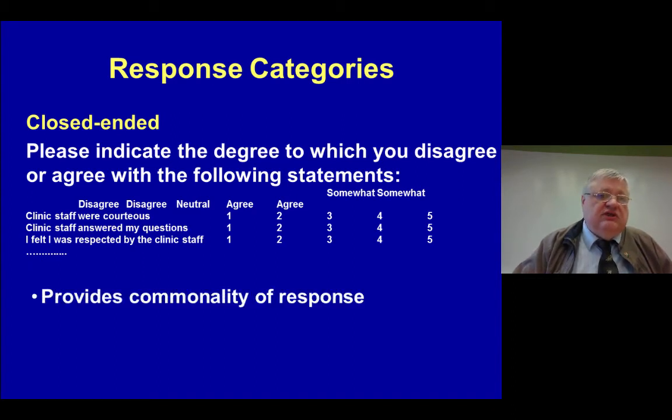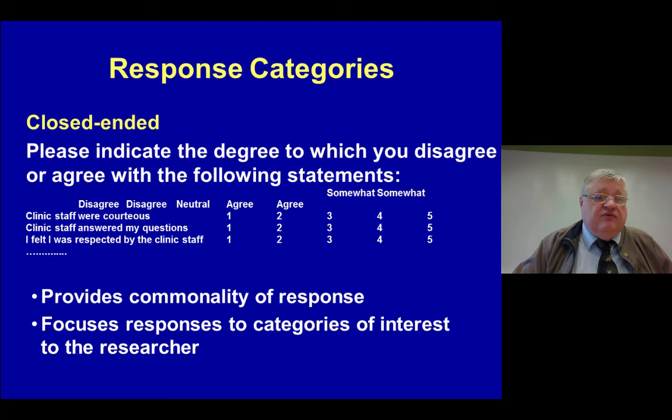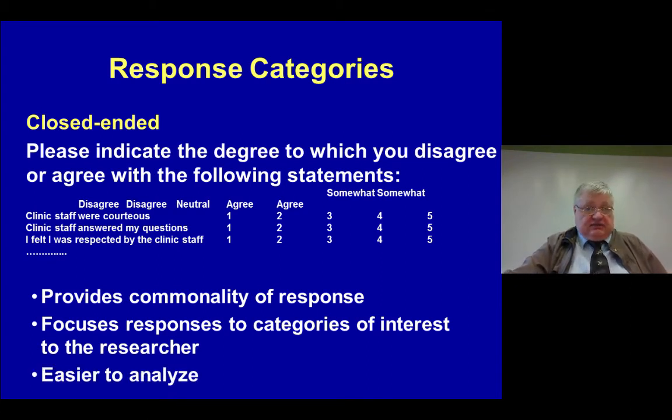So the closed-end response provides commonality of response, so it's limited to only those 5 points of your scale, and it focuses the persons to the categories of interest. So in this case, a 1 is a strongly disagree, a 2 is a disagree, 3 neutral, 4 is an agree, and the 5 is a strongly agree. And it's easy to analyze. These are the kind of data you want if you're going to be doing tests of significance, for example.